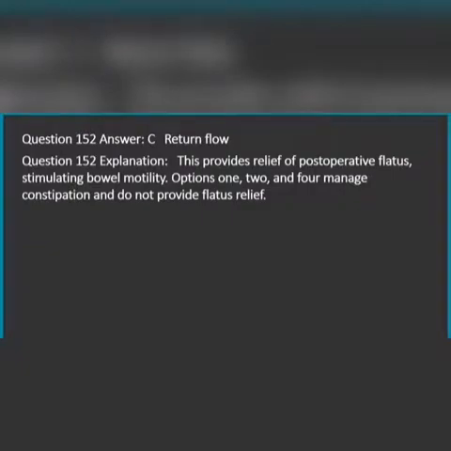Question 152. Explanation. This provides relief of postoperative flatus, stimulating bowel motility. Options 1, 2, and 4 manage constipation and do not provide flatus relief.